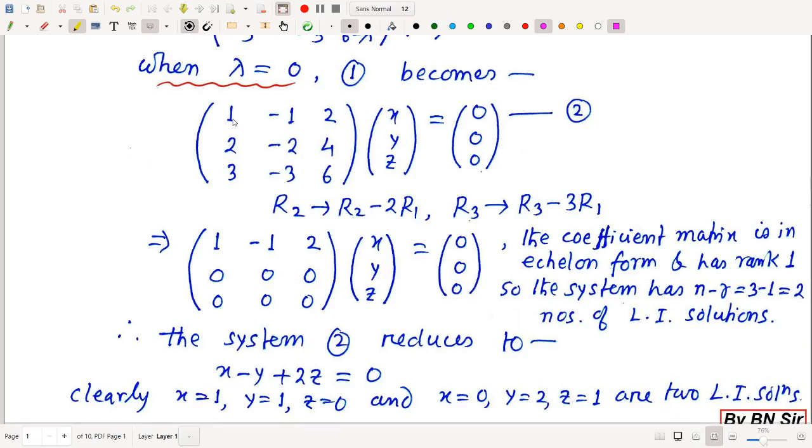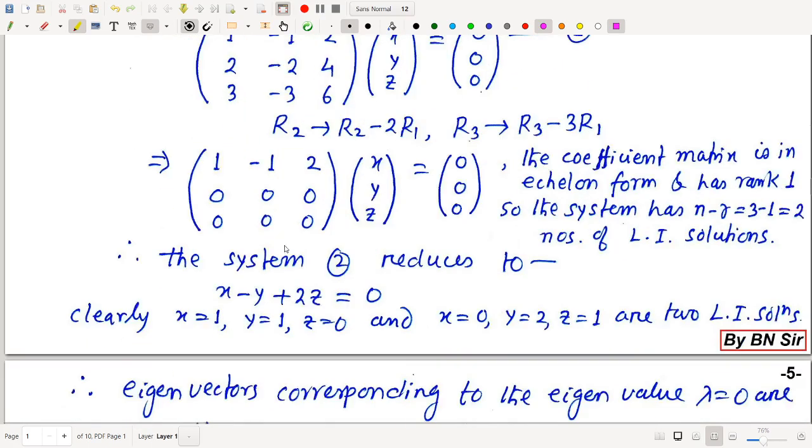So R2 changes to R2 minus 2R1 and R3 changes to R3 minus 3R1, to convert it to echelon form. So in one step we have got this form. The coefficient matrix is in echelon form and has rank 1 because only one non-zero row. When a homogeneous system's coefficient matrix is of rank r, then it has n minus r linearly independent solutions. Here n, the number of variables, is 3 and r, the rank, is 1. So 3 minus 1 means 2. So 2 linearly independent solutions. Although the system will have an infinite number of solutions, 2 of them are linearly independent solutions.